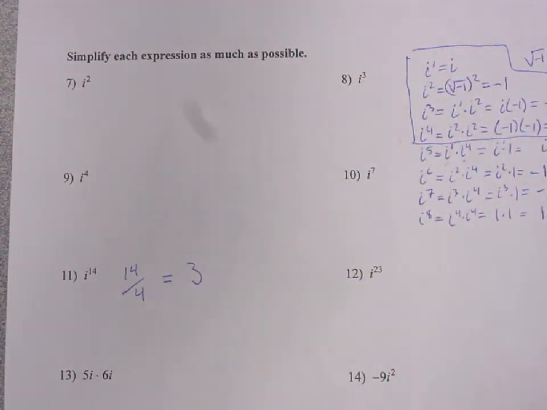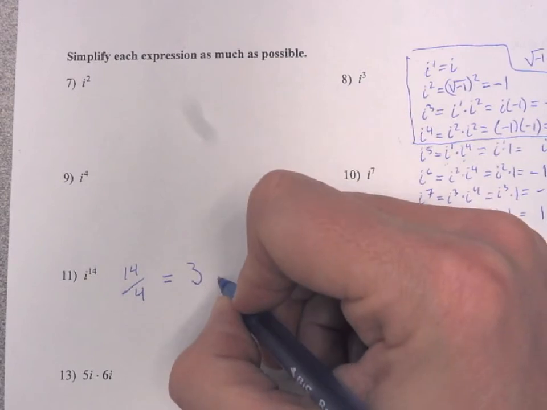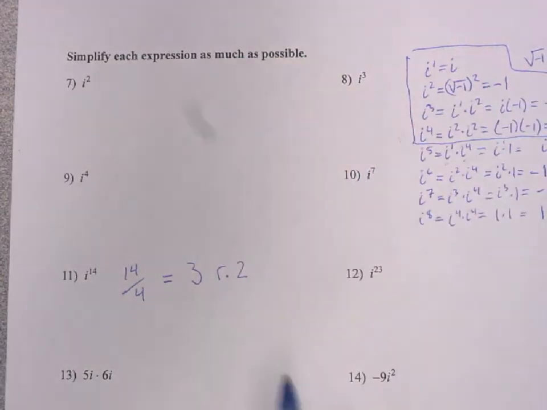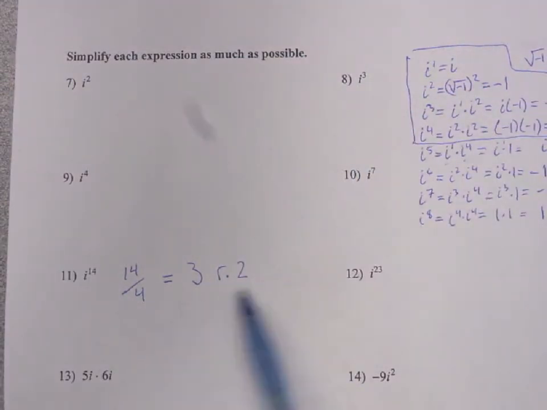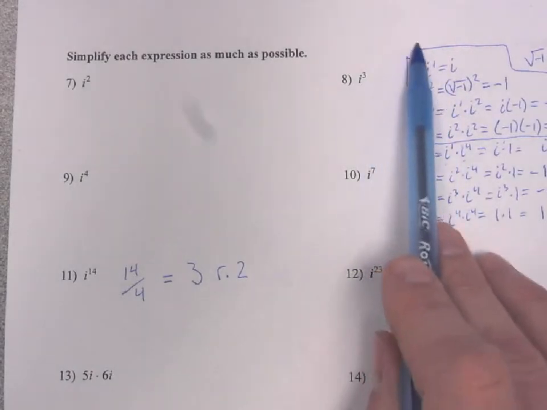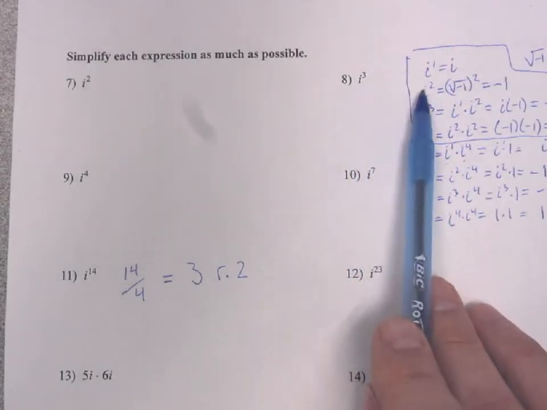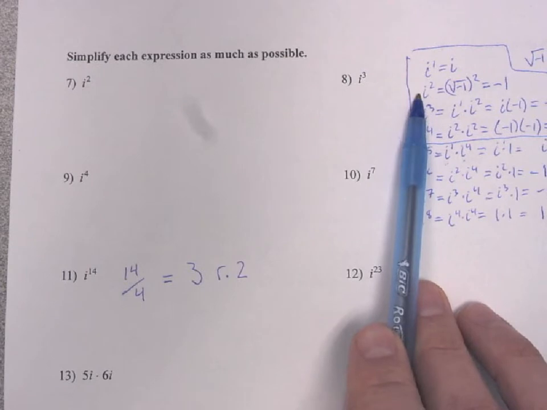When you simplify this, you get 3 and 2/4, but what we want is 3 remainder 2. What this means is it cycled through this pattern 3 times, and then the remainder 2 is going to end right here on I squared.